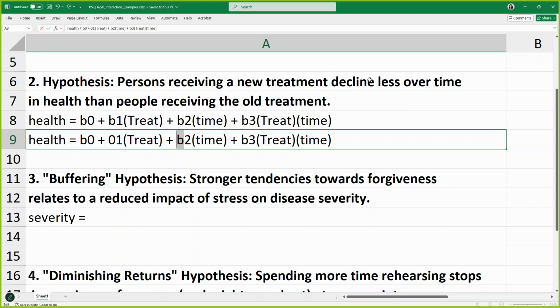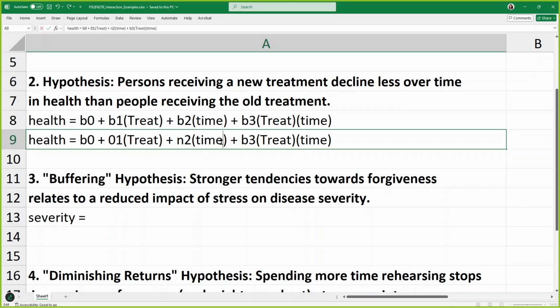Yeah, declining less is the hypothesis. So decline is what we're expecting. So maybe as a disease progresses, your health goes down. The question is you're trying to stop that progression with a new medication. Ask your doctor if this is right for you.